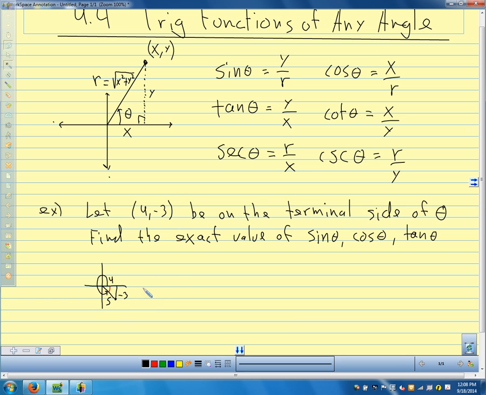Now we're set. So sine theta. Sine theta is y over r, negative 3 over 5. Cosine theta, x over r, 4 over 5. And tangent theta, y over x, negative 3 over 4.